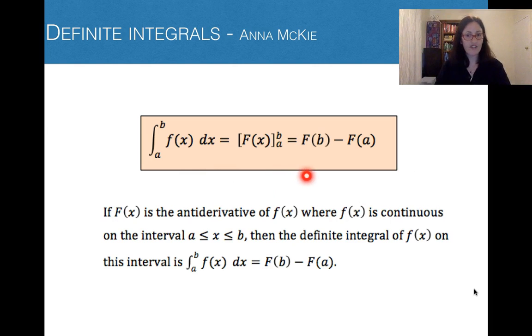So here's the definition, and the explanation of that is if capital F of x is the antiderivative of f of x, remembering that if you have f of x and you differentiate, you're going to get the derivative, so this is going backwards, where f of x is continuous on an interval a to b, with b being greater than a, then the definite integral of f of x, so here's the notation here, on this interval is capital F of b take capital F of a.